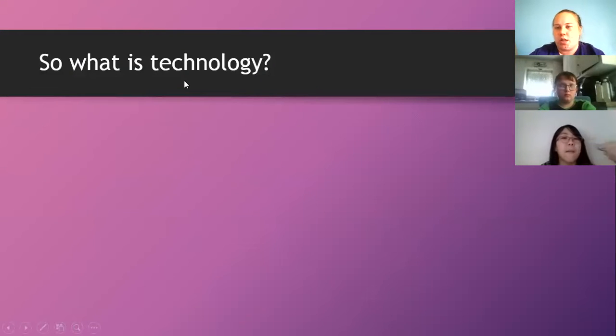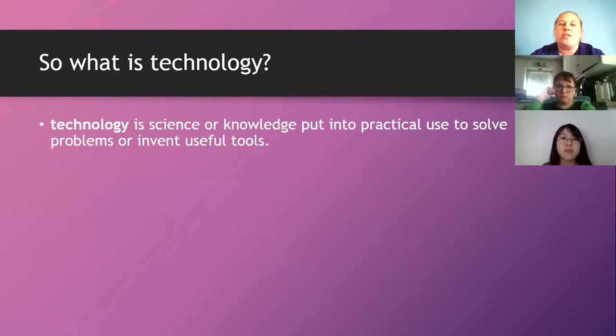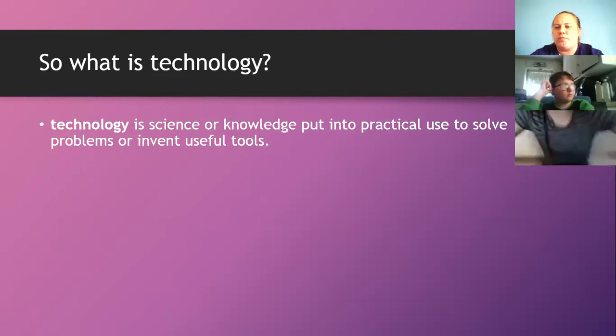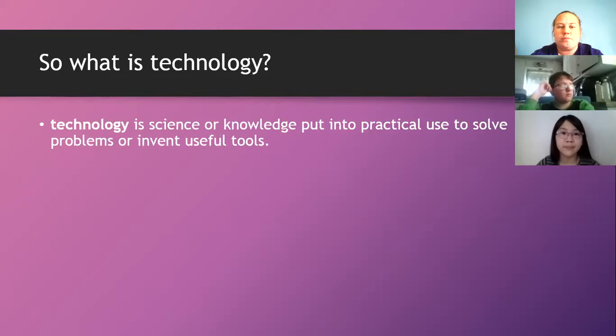So first off, what is technology? Do you guys know what technology is? Okay, well, the definition you find if you look it up on the computer is technology is science or knowledge put into practical use to solve problems or invent useful tools. Does that make sense on what technology does for the most part? If you think about it, it helps you solve problems. Some technology does, and it's got some pretty useful tools you can use.